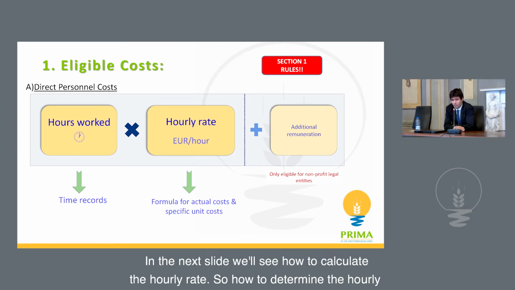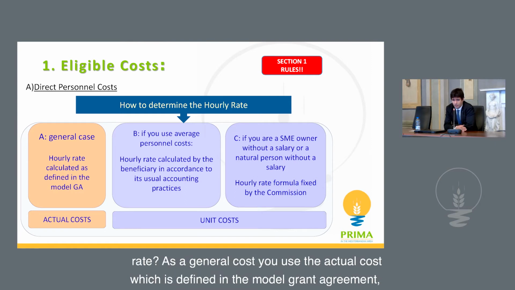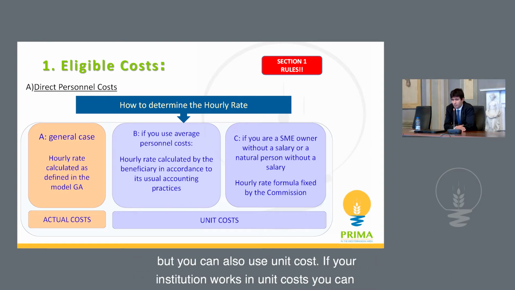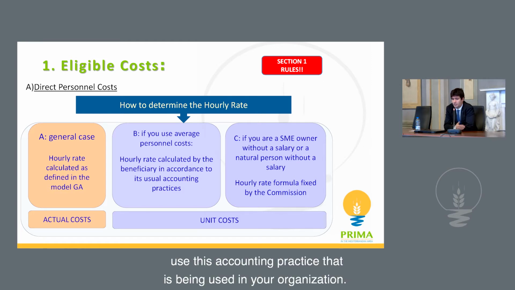In the next slide, we will see how to calculate the hourly rate. So how to determine the hourly rate? As a general cost, you use the actual cost, which is defined in the model grant agreement. But you can also use unit cost, okay? If your institution works in unit cost, you can use this accounting practice that is being used in your organization.